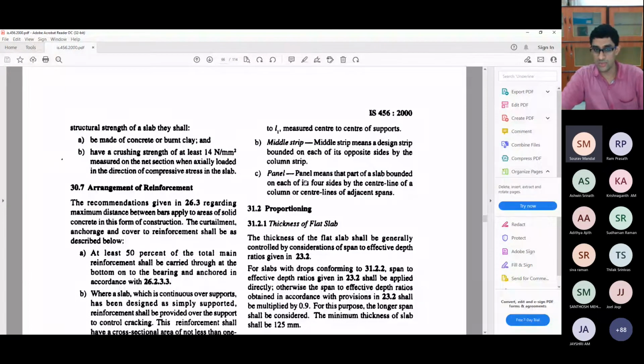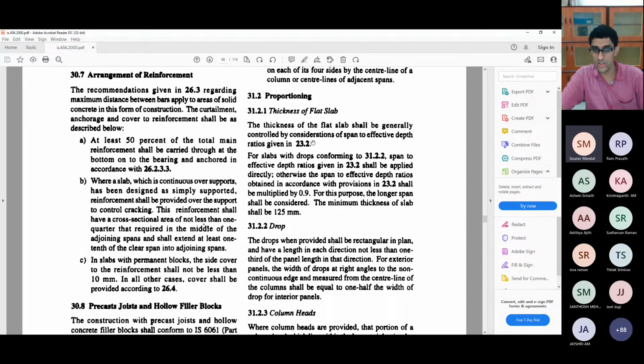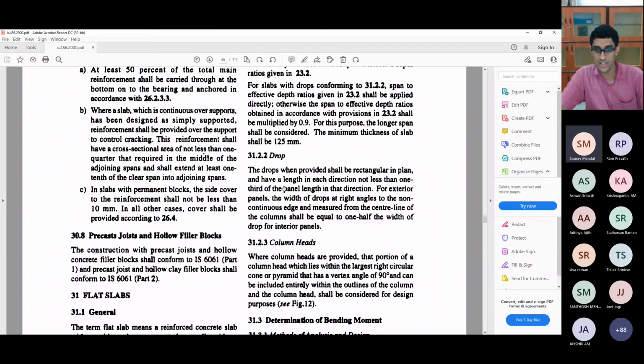Panel means the part of the slab bounded on each of its four sides by the center lines of the columns. This I told you: the thickness of the flat slab should be at least 125 mm. Whenever you provide a drop, in each direction it should not be less than one-third of the panel length in that direction. This also I told you, it should be at least one-third of the length in that direction.